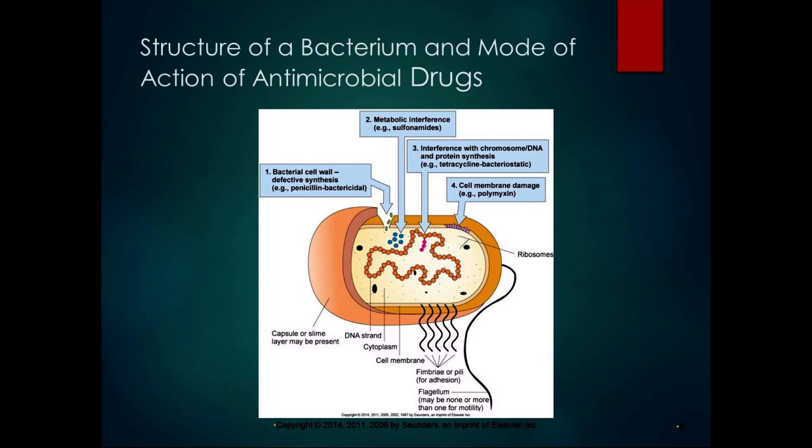But different antimicrobial drugs have different effects. They can have an effect on the bacterial cell wall. They can interfere with the bacteria's metabolism. They can interfere with the bacteria's DNA and protein synthesis, or they can cause damage to the cell membrane. So those are the 4 main mechanisms of antimicrobial drugs.